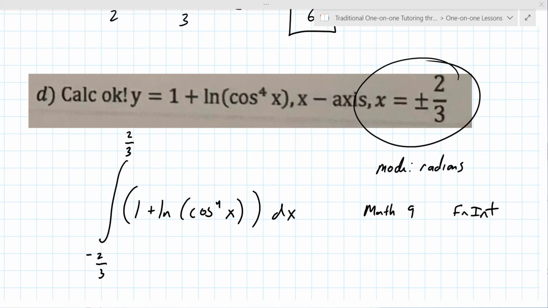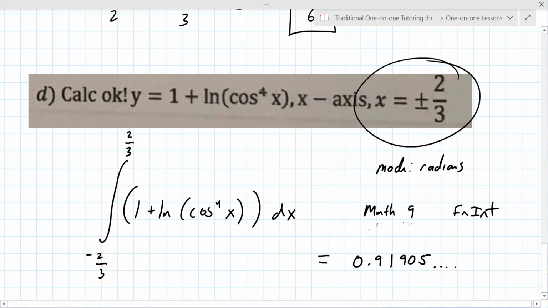Okay. And then fnInt. Sorry, what button would I push on my calculator? How would I get that on my calculator? It's the math 9 on there. I can also show it on my screen. Oh, okay, got it. And I think it's called fnInt. Okay. And I just plug all the numbers in.